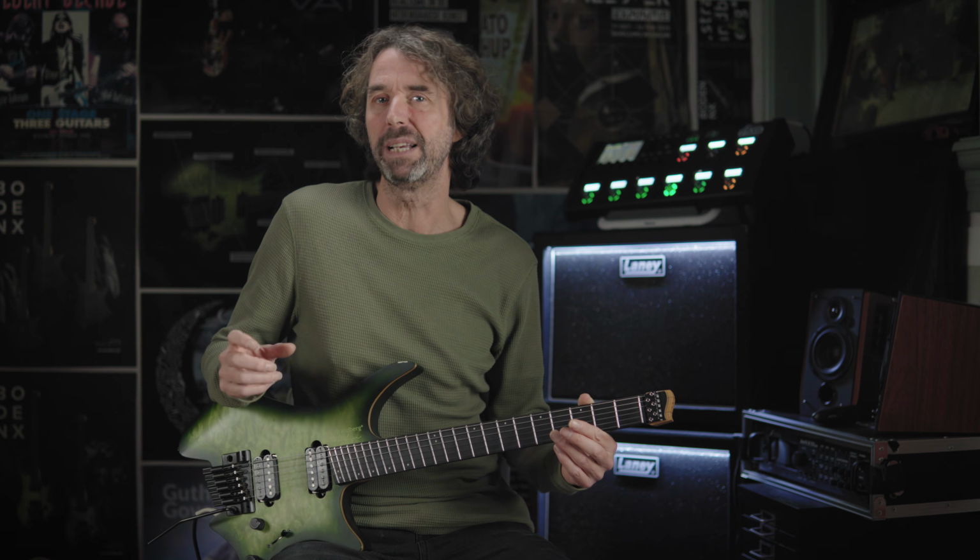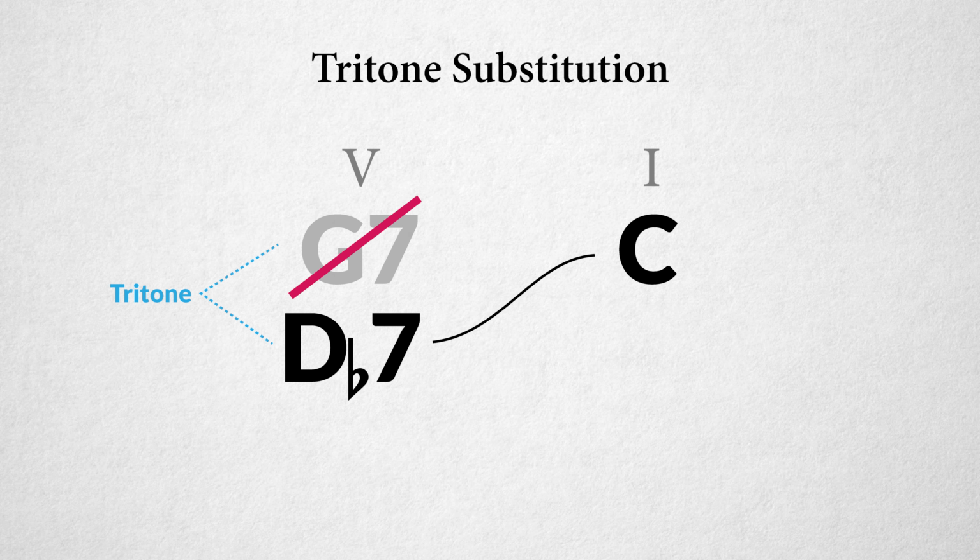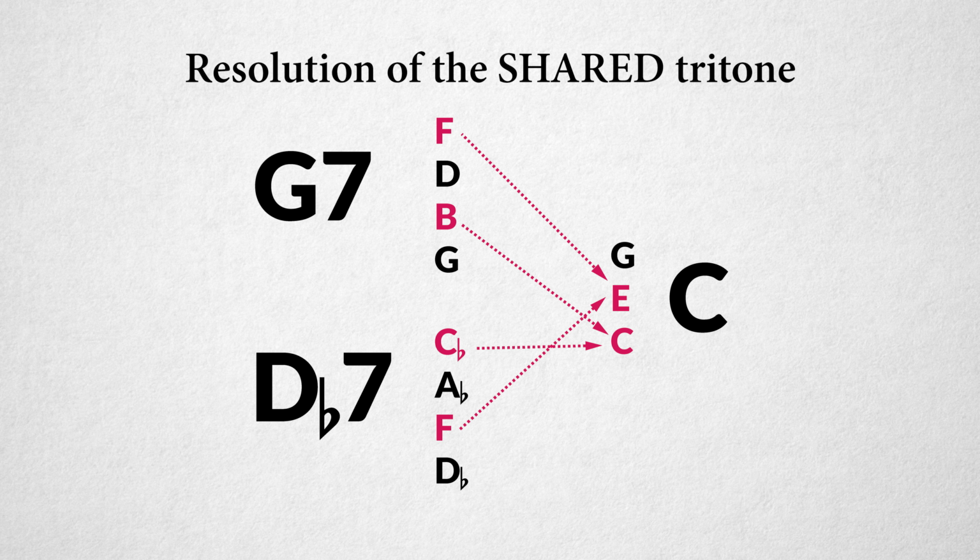Now this whole idea is based on a tritone substitution. This is the replacement of a dominant chord with another dominant chord that is a tritone away. In this case, G dominant 7 is replaced by D flat dominant 7. And this works because both chords share the same unstable tritone. In this case, the tritone B, F and C flat, F, which is enharmonically the same interval.